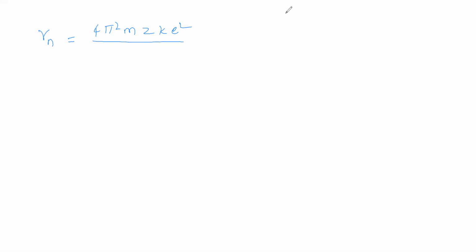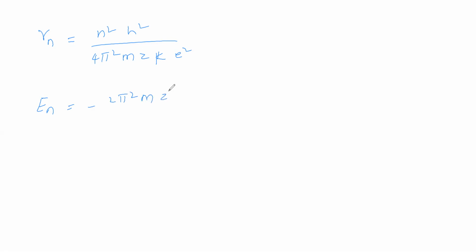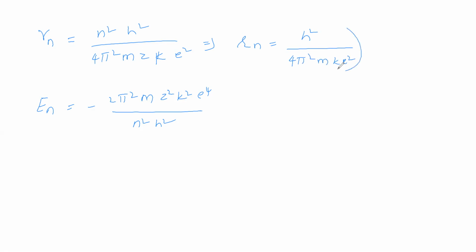Here, radius of nth orbit, it is not that. Radius of nth orbit is n square h square by 4 pi square m z k e square. It is the radius of nth orbit. Energy of nth orbit is minus 2 pi square m z square k square e power 4 by n square h square. Now we will rewrite: radius of nth orbit is equal to h square by 4 pi square m k e square, into n square by z. N square by z we have written.